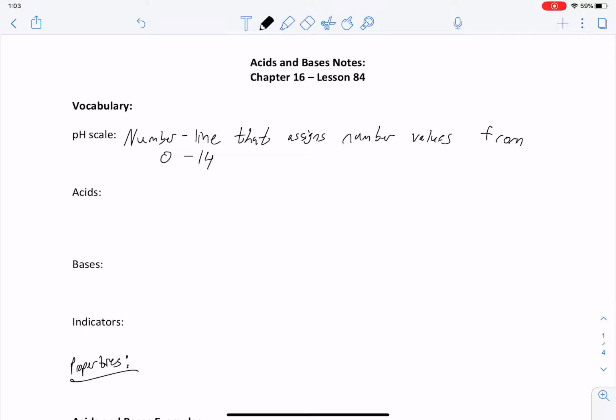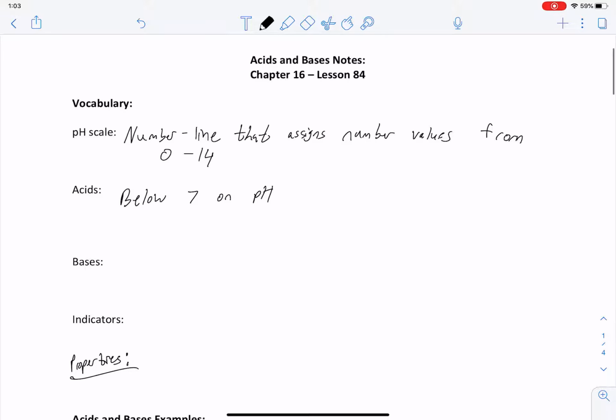So to start, we're just going to keep a simple definition for acids and bases. Anything that is below 7 on the pH scale is going to be an acid. We'll take a look at some examples of acids a little bit further down. But for right now, anything between 1 and 6.9 is going to be an acid. And you can probably guess a base is anything above 7, or between 7.1 and 14.